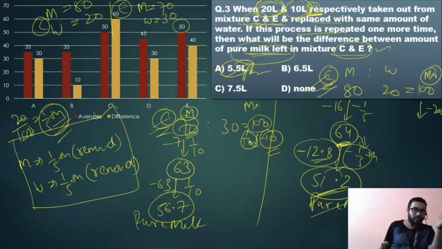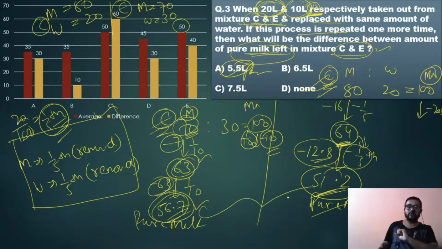So 1/10 of 100 means 1/10 of 70. What will you get? 7. Now subtract 7 from 70, and you get 63. Now again subtract 1/10 of the 63. You're going to get minus 6.3, and you will get the final result 56.7. Now you just have to take the difference of these two, and you're going to get 5.5 liters, and this is the answer. I hope this concept is clear.